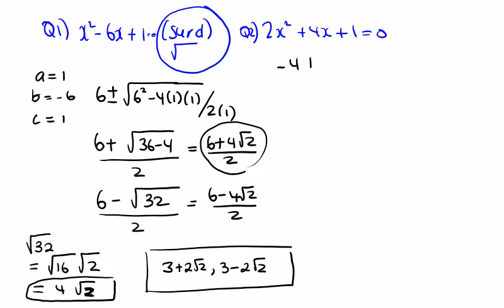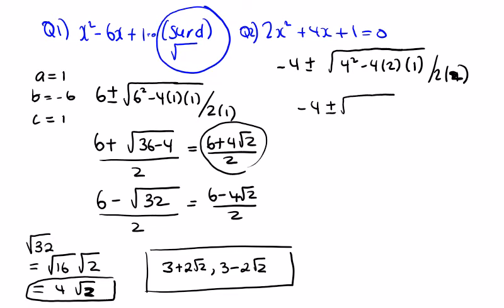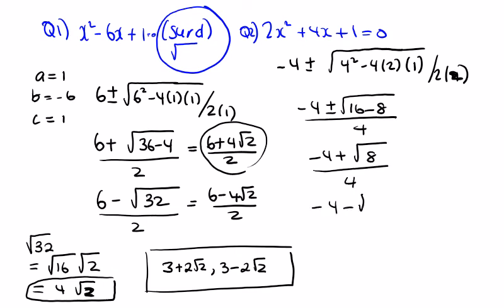Minus b is minus 4, plus or minus the square root of b squared, 4 squared, minus 4 by 2 by 1, 4ac, all divided by 2a, which is 2 times 2. Minus 4 plus or minus the square root of 16 minus 8, over 2 2's are 4. So we have minus 4 plus the square root of 8 over 4, and minus 4 minus the square root of 8 over 4. So square root of 8, just do it down the bottom here. Square root of 8 is equal to root 4 by root 2, which is equal to 2 root 2.